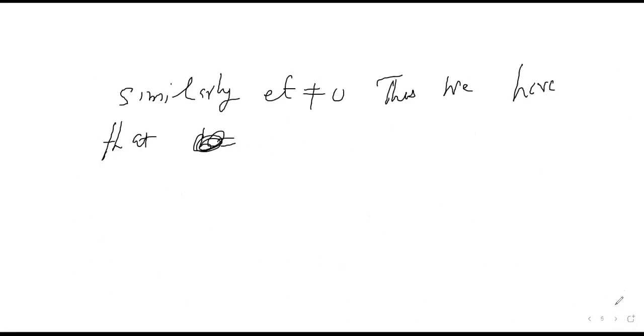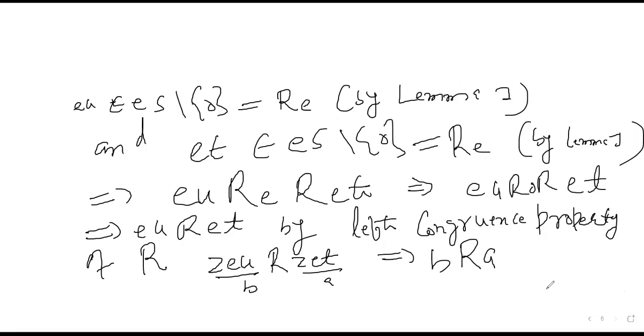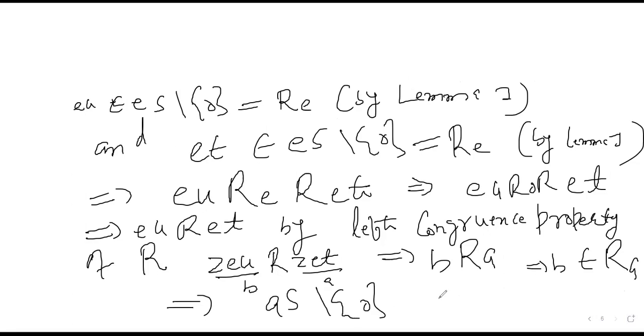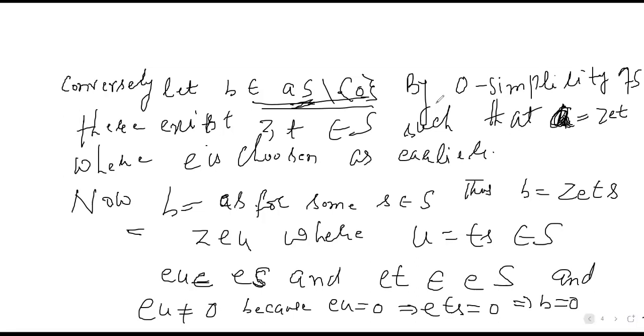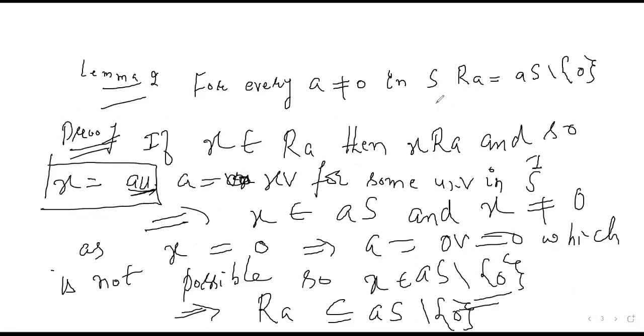So this means B belongs to the R class of A. So this means AS minus 0 is a subset of the R class of A, as required. Now this proves Lemma 2. So in Lemma 2 we have proven that for every non-zero element A in S, the R class of A is equal to AS minus 0.